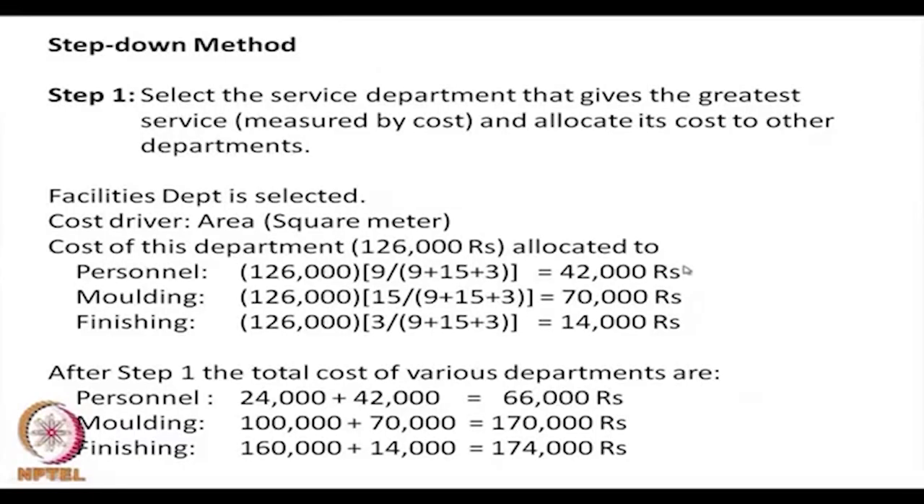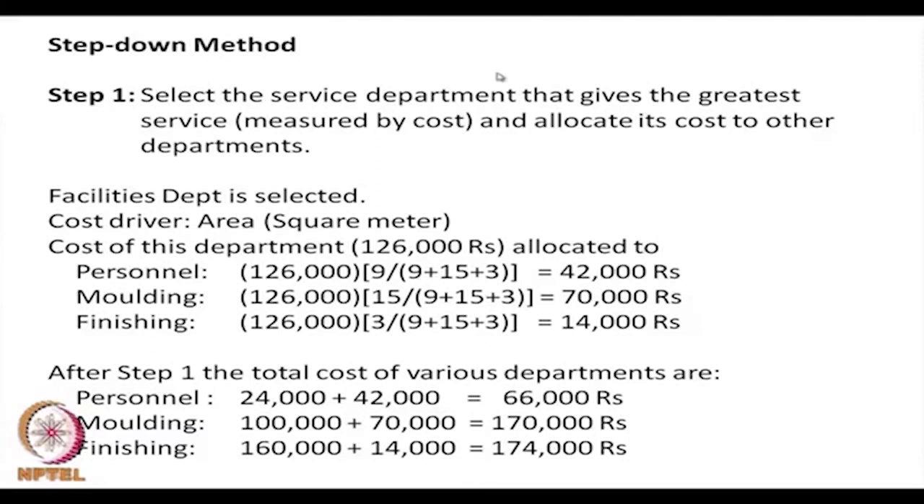Now, let us look at the step down method. Step down method, as I have already told you, considers the service offered by a service department to another service department. So, there are two steps. First step is to select the service department that gives the greatest service measured by cost and allocate its cost to all other departments, including other existing service departments.